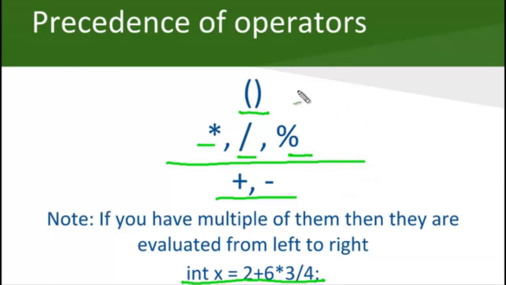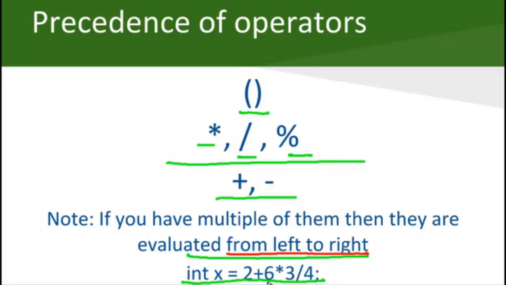So we start from the top. When we have multiple operators of the same precedence, we evaluate from left to right. So this is very important. When we have multiple operators from the same precedence, we evaluate from left to right. Then we go to the bottom and go to the next operators.